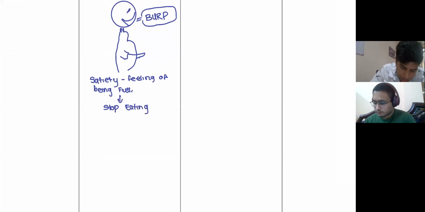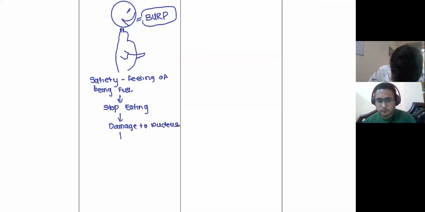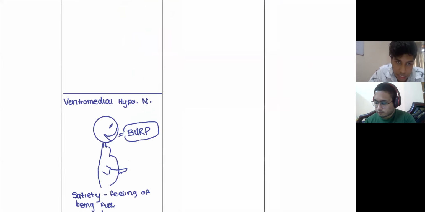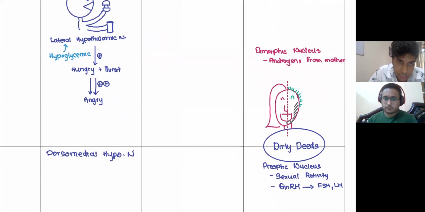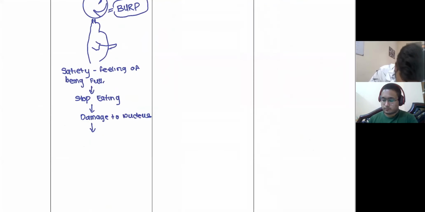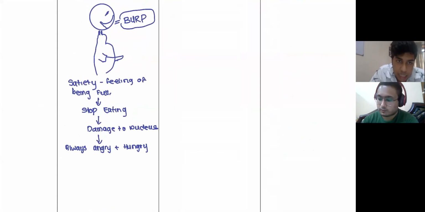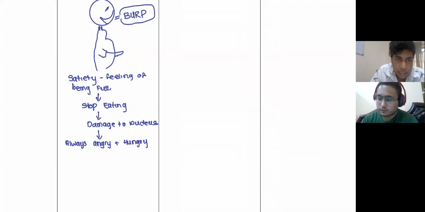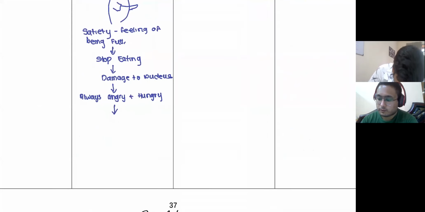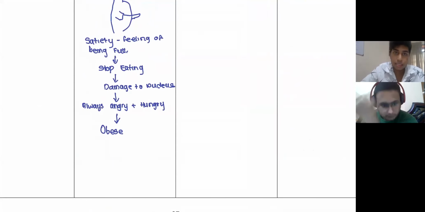If there is damage to this nucleus, these people are always going to feel angry and hungry. Always angry plus hungry, because this nucleus is not working. It doesn't tell you, I am full, stop eating. And these people will also be obese. I hope you guys understand this.